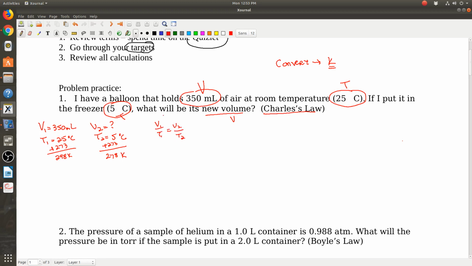And remember that writing this formula right here is a point. Identifying the formula is a point. And then I'm going to put the values into the formula. So V1 is first, so 350 milliliters over T1, 298. Now you notice how I mark it up. This is so I'm keeping track and making sure I'm putting everything in the right spots.